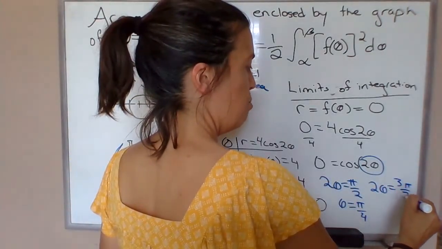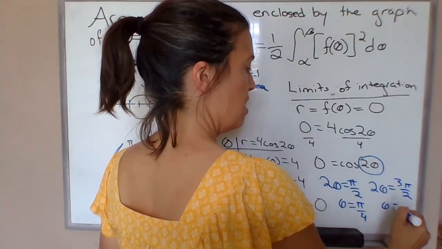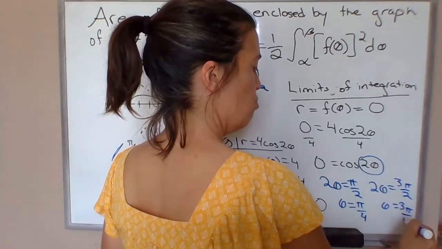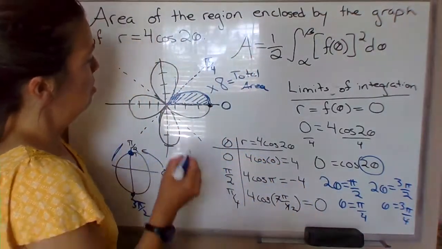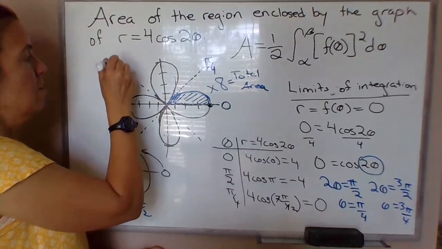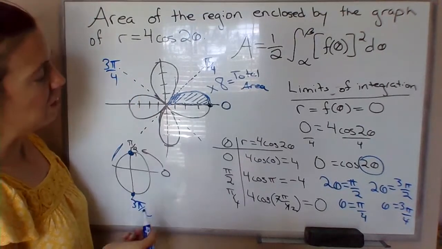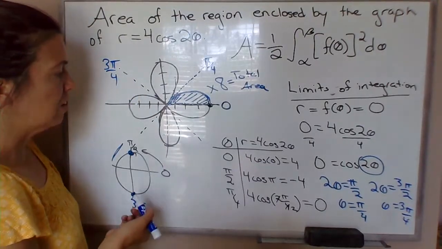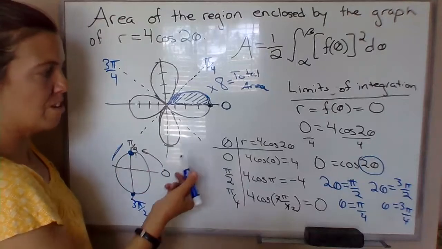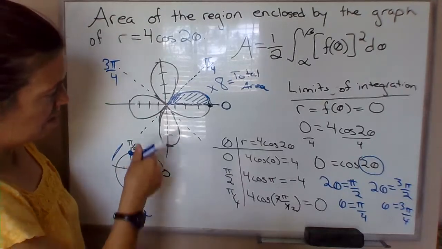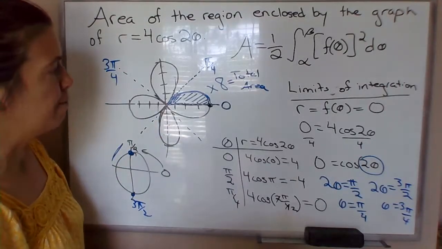If you divide both sides by 2 there, you have theta equals 3 pi over 4, which is this ray here. And so the other ones you could probably find by inspection. 5 pi over 4, 7 pi over 4 would also be these tangent rays to the graph.